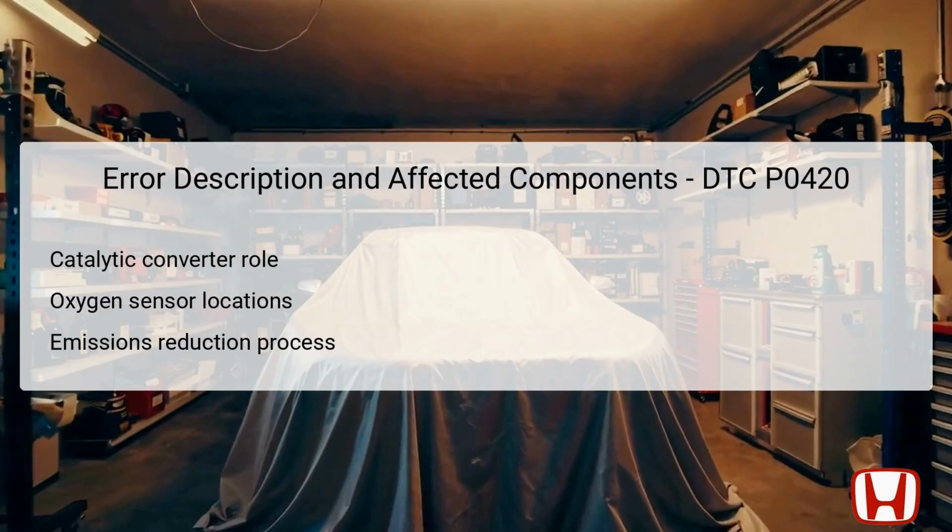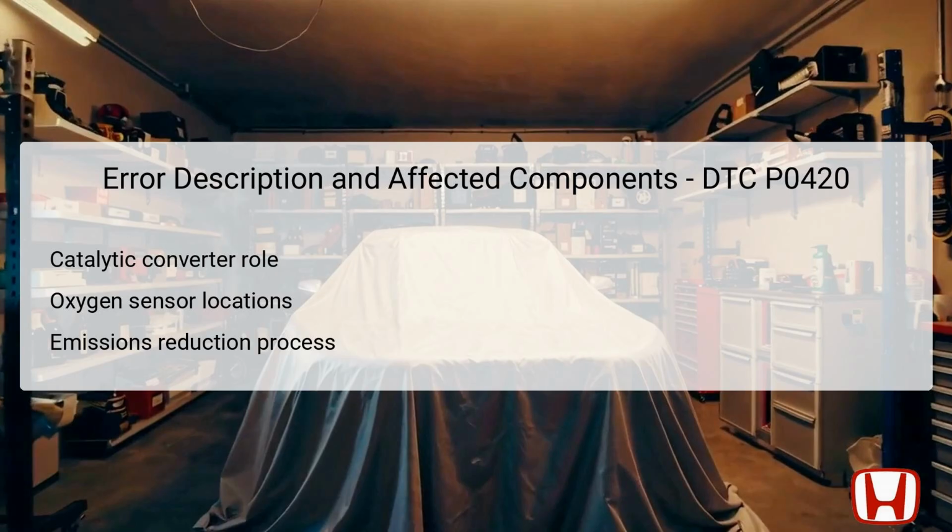The P0420 code specifically indicates inefficiency of the catalytic converter, which plays a critical role in reducing harmful emissions. In a Honda Civic, the catalytic converter is situated in the exhaust system, typically right behind the exhaust manifold. Oxygen sensors, notably the upstream or pre-catalytic sensor and the downstream or post-catalytic sensor, are positioned before and after the catalytic converter, respectively. These sensors monitor the exhaust gases and communicate the data back to the engine control module, ECM.